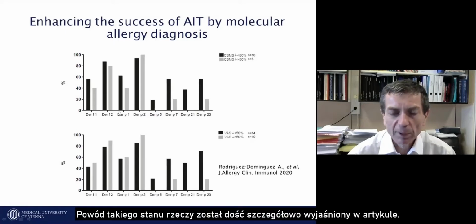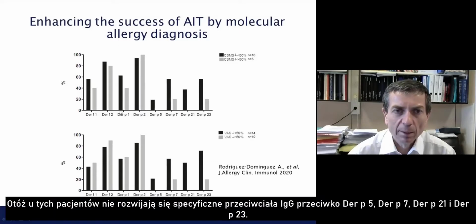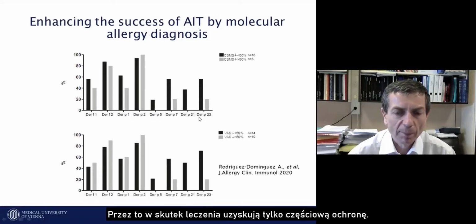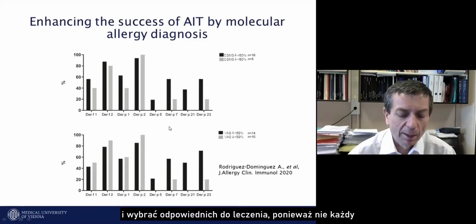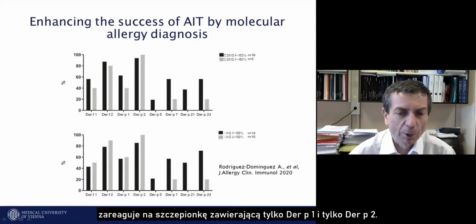And the reason for this, and this is explained in great detail in the paper, is that these patients do not develop Der p 5, Der p 7, Der p 21, and Der p 23 specific IgG antibodies. So you get only a partial protection by the treatment. And the paper says you should look actually in your patients and select the right ones for the treatment, because not everybody will respond to a vaccine that contains only Der p 1 and only Der p 2.